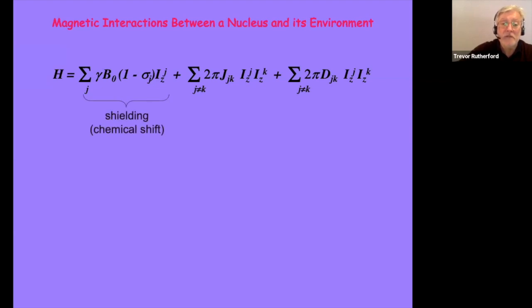The first is referred to as shielding, and it gives us the intrinsic frequency of the signal, the so-called chemical shift that we talked about already. We got another term called J coupling and a third term called dipolar coupling. And what I'll do is just briefly touch on what these are, because they are the three components that when we sum them up, they make everything that happens inside the NMR spectrometer.